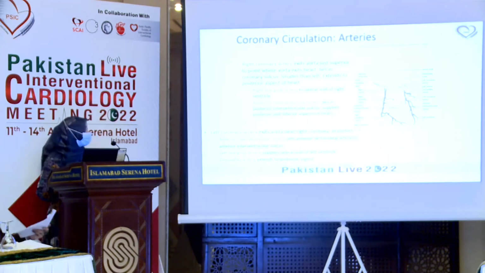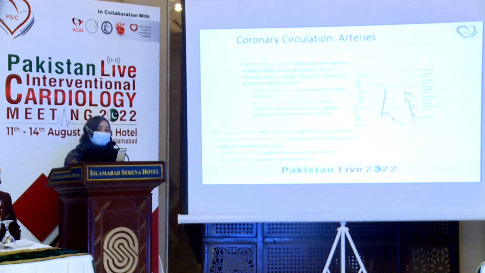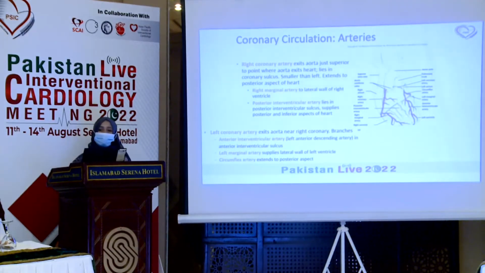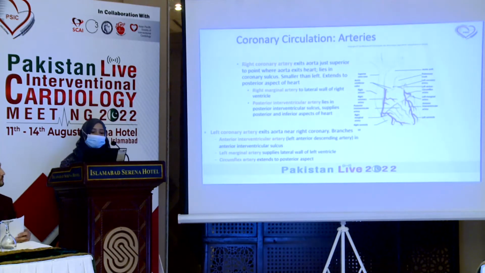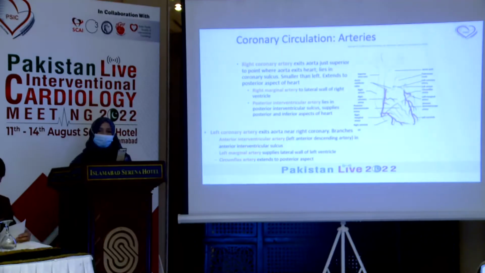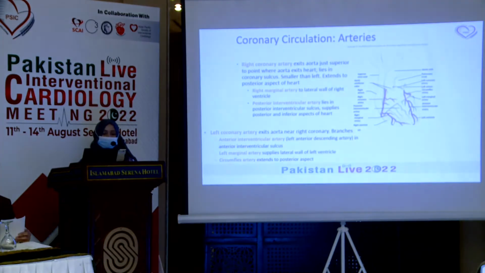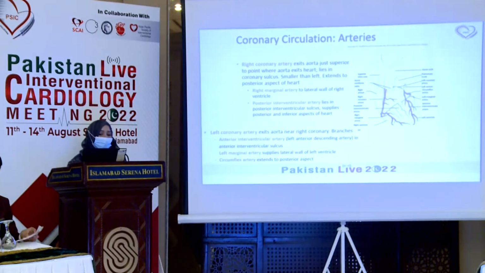Next, coronary circulation. Coronary circulation depends on two arteries, the right coronary artery and the left coronary artery. The right coronary artery exits the aorta just superior to the aortic valve and lies in the coronary sulcus. It is smaller than the left and extends to the posterior aspect of the heart. It further divides into the right marginal artery and the posterior interventricular artery, which lies in the posterior interventricular sulcus and supplies the posterior and inferior aspects of the heart.